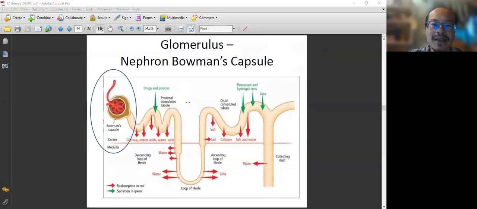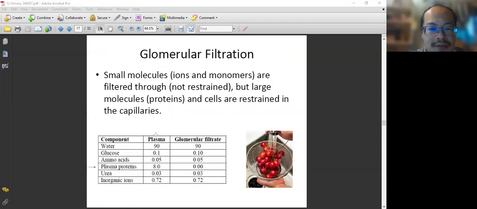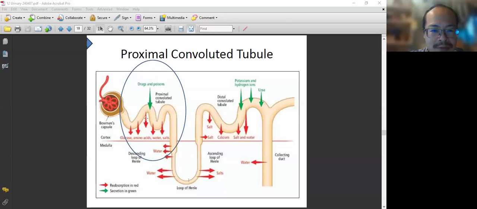So the main theme, each segment has its own theme. The first one is filtration. Bowman's capsule is filtration. Proximal convoluted, what is the main job here? The main job here is reabsorption. You can see that just by the picture, this picture basically summarizes everything. We reabsorb glucose, we reabsorb amino acid, we reabsorb water, we reabsorb salt, we reabsorb ions, basically. So those are what we reabsorb.